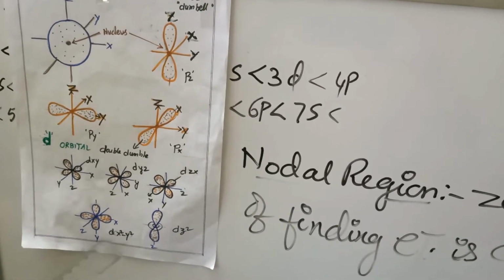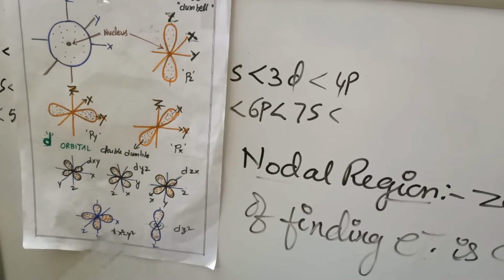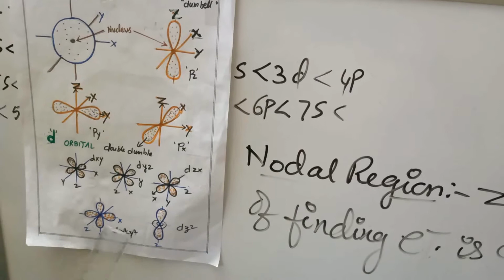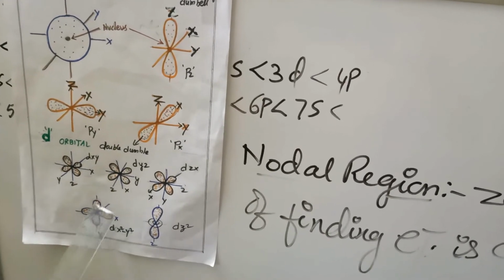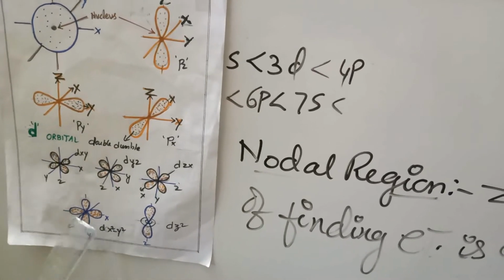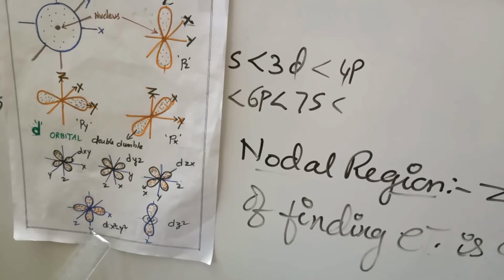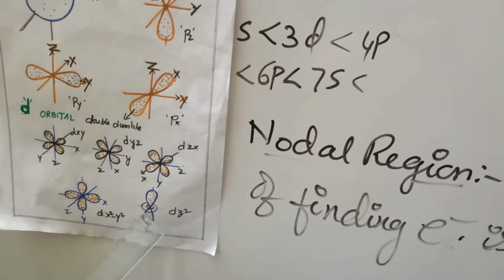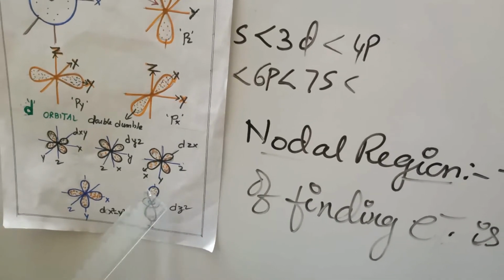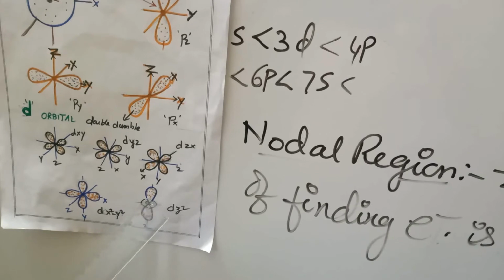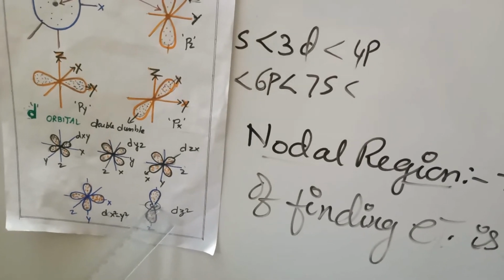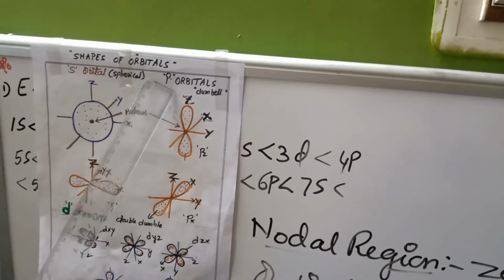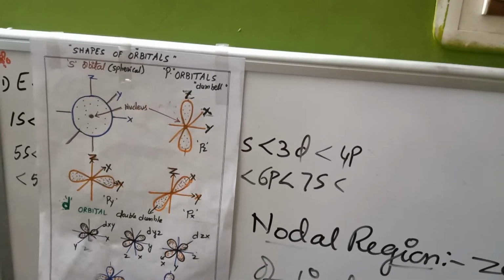But when it comes to dx square minus y square, the orbitals are along the x axis and y axis. See here, this one lies on the x axis, this orbital lies on the y axis. For dz square, the orbital lies only on the z axis, and the other part resembles a collar. So this is the information regarding the shapes of different atomic orbitals: s, p, d orbitals.